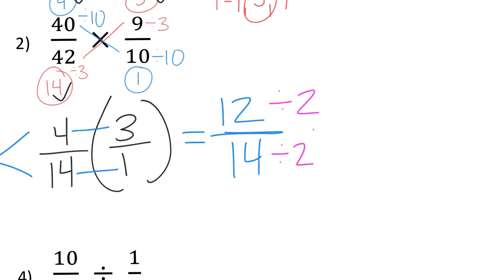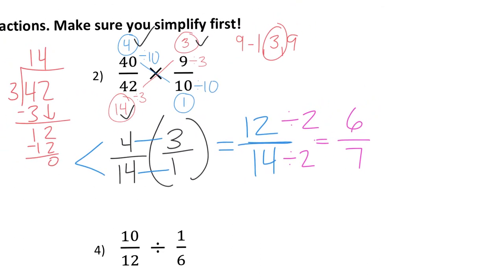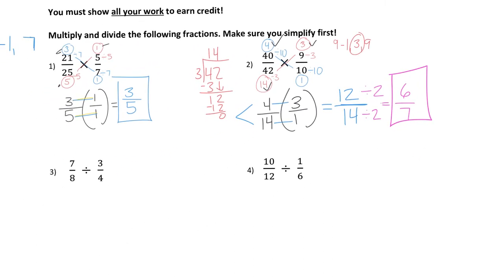Always does that to me sometimes. So 12 divided by 2 gives me 6. 14 divided by 2 gives me 7. And now we are fully simplified. Remember, make sure you stop, pause this video anytime you need to catch up. All right, let's go look at some division problems.